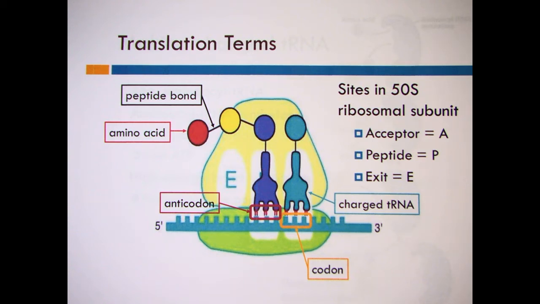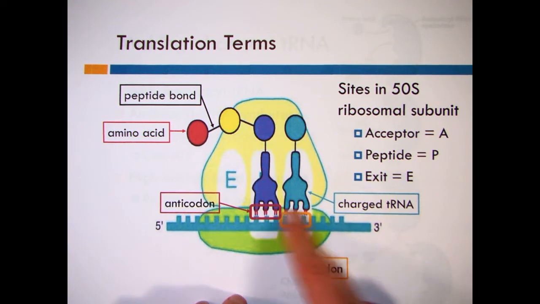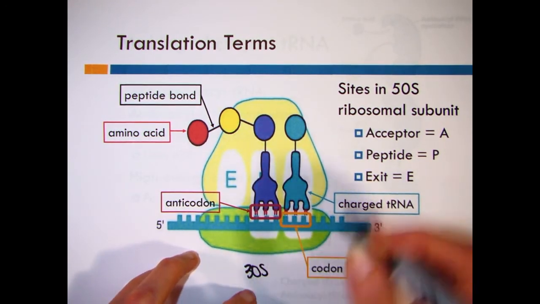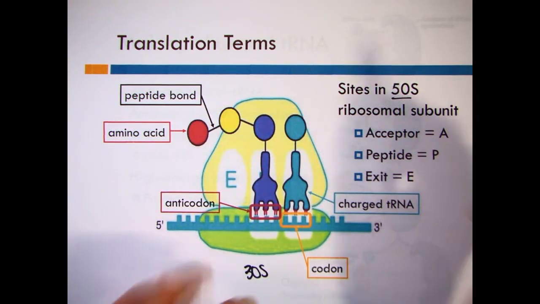Hi everybody, in this video we're going to learn about translation in bacteria. So to start with, just a quick terminology overview to make sure that everyone is on the same page. So this is a diagram of a bacterial ribosome. Hopefully you remember that the small subunit is the 30S size. The large subunit is the 50S size.